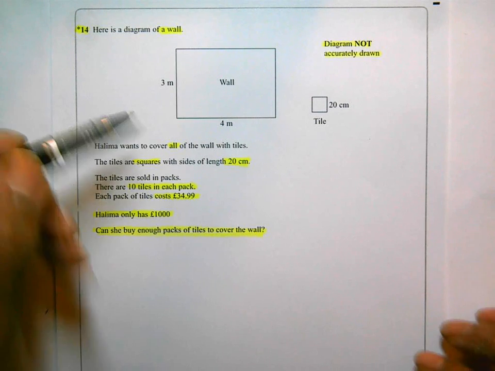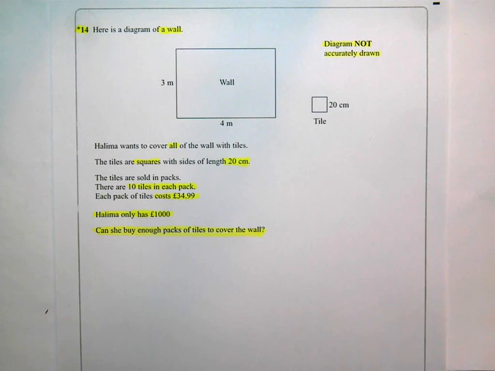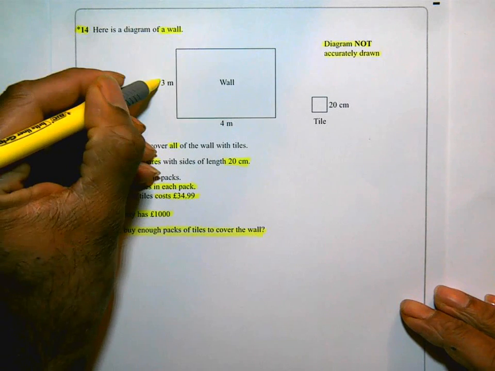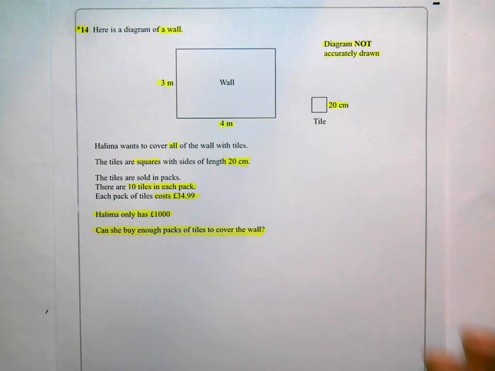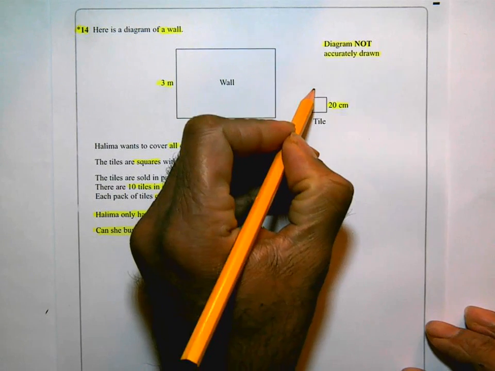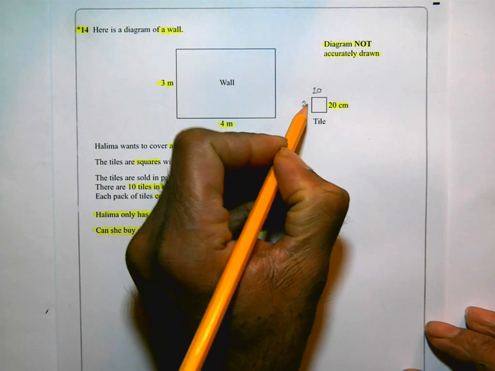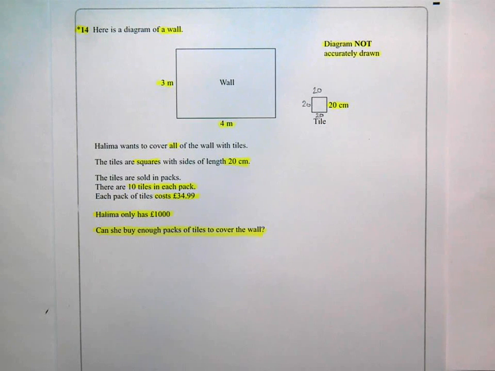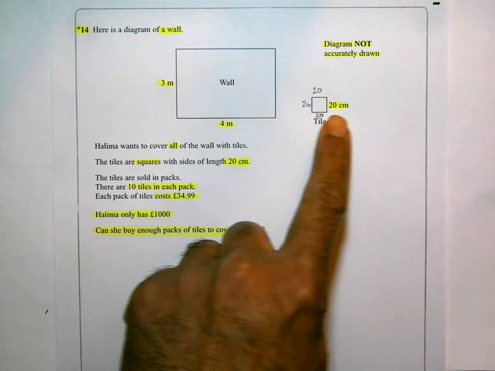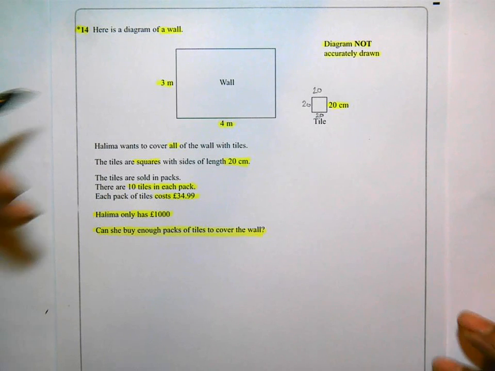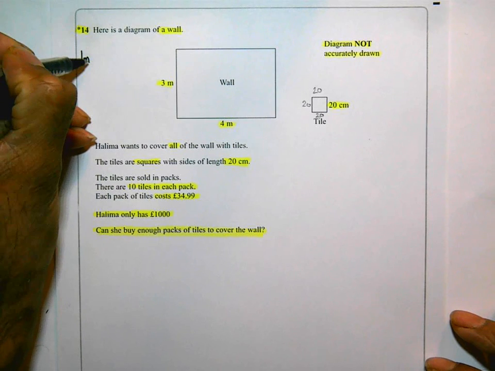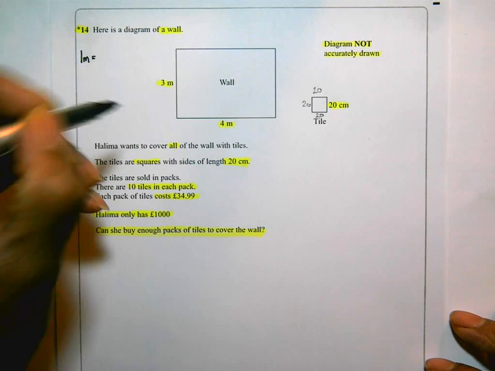One of the things I noticed straight away was that the wall is 3 meters by 4 meters and the tiles are 20 centimeters side length. Because it's a square, each of the sides is 20 centimeters, so they're all exactly the same. But the wall is measured in meters and the tiles in centimeters, so I need to convert meters into centimeters, to make them all the same units.